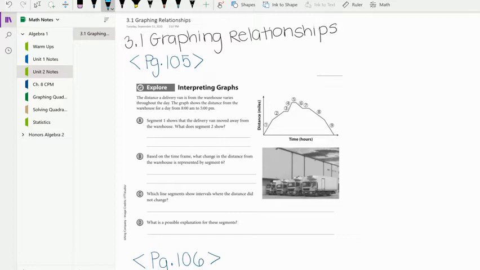to 5 p.m. So just to clarify, since this is distance and time, this has nothing to do with the fact that the truck is driving up a hill in any way. If it's going up, it actually means it's going away from the warehouse. And if it's going down, it's coming towards the warehouse. So segment 1 shows the delivery van moved away from the warehouse. What does segment 2 show? So segment 2 is also away from the warehouse, but the only difference is it's less steep, so it's at a slower pace.